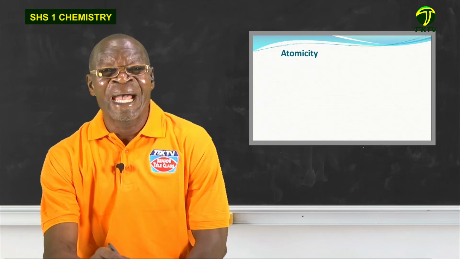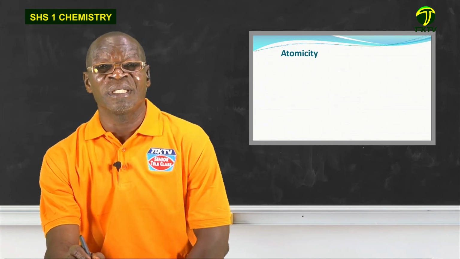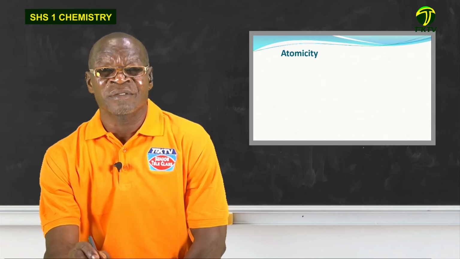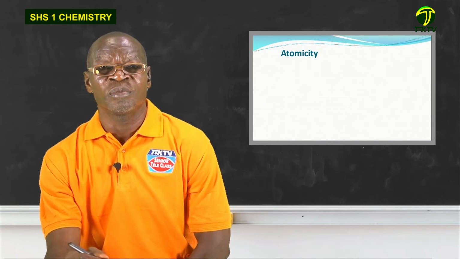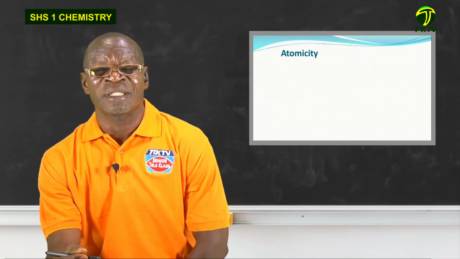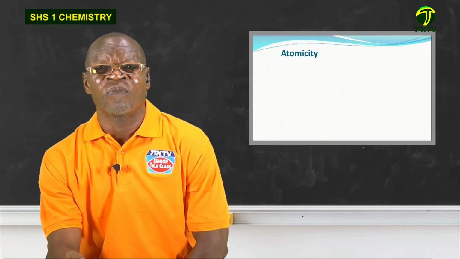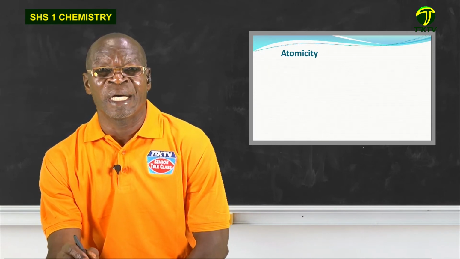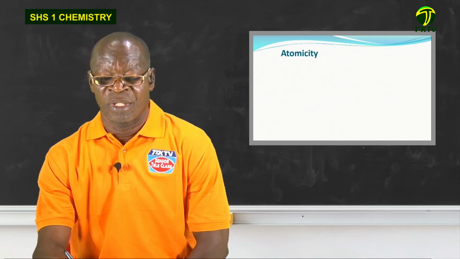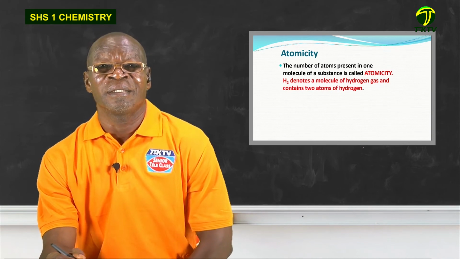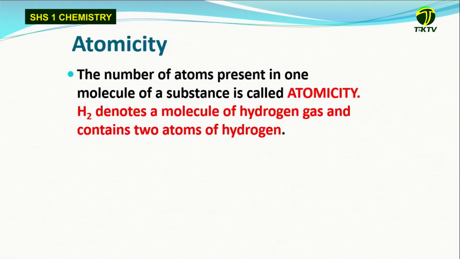Now when we combine these elements or these species, we have something we call atomicity. When we talk about atomicity, what do we mean? It tells us the number of atoms that join together to form the compound or the substance or the species. So let's look at the atomicity as we define it. We said the number of atoms present in one molecule of a substance is called atomicity.